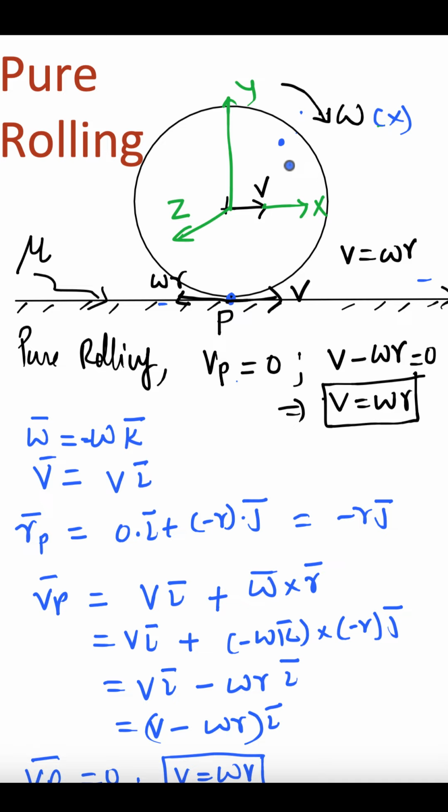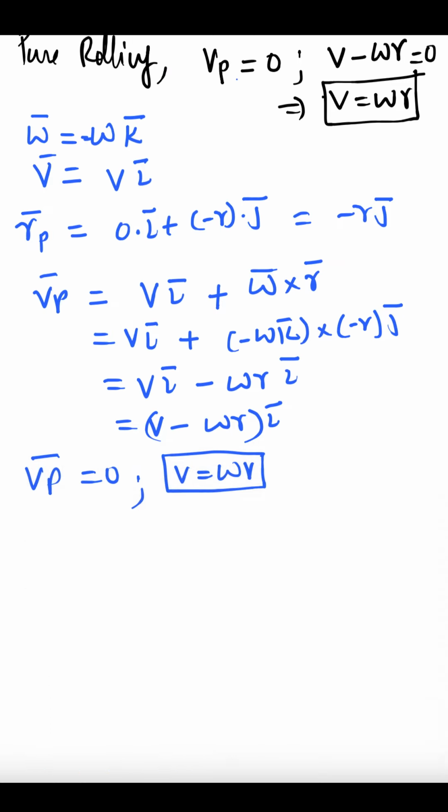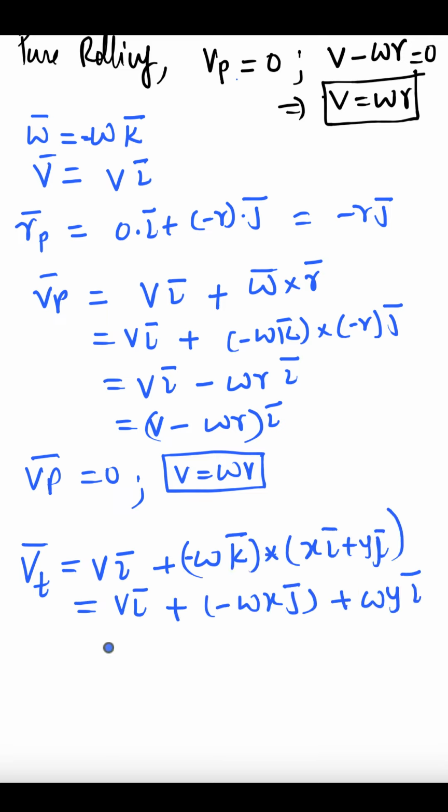So let's say this point is T, and the radius vector is r. Let's say the coordinates of this point are x and y. Therefore, the velocity for this point T will be v i, because the body is going in the i direction, plus omega, which is minus omega k, cross r, which is x i plus y j. Therefore this is (v plus omega y) i minus omega x j.